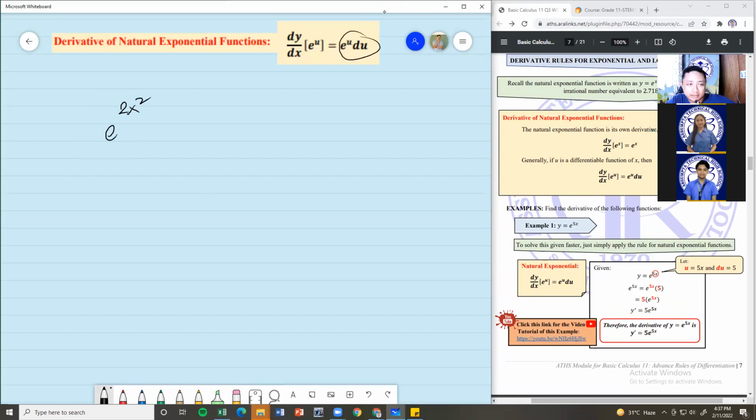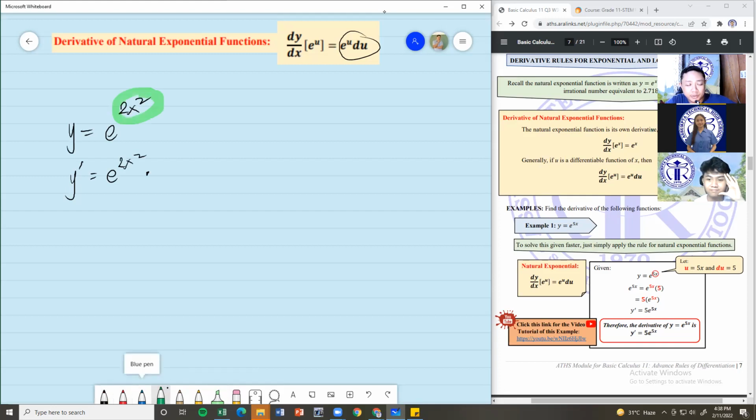we follow this process. For example, we have y is equal to e raised to 2x squared. The derivative of this natural exponential function, y prime, will be equal to e^u. We will just copy this, e raised to 2x squared, and then multiply it by the derivative of your u. What is the derivative of 2x squared? Derivative of 2x squared will be 4x. Okay? And then just simply rearrange the terms. We will have here y prime will be equal to 4x, which will be the first to be written, times e raised to 2x squared. And that's it. We're done.